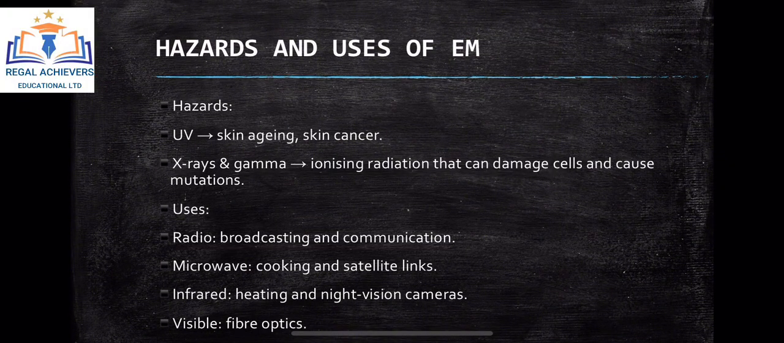Hazards and uses of EM. Some of the hazards of EM have to do with ultraviolet. It can cause skin aging or skin cancer. The likes of X-rays and gamma rays can cause ionizing radiation that can damage the cells and cause mutation.